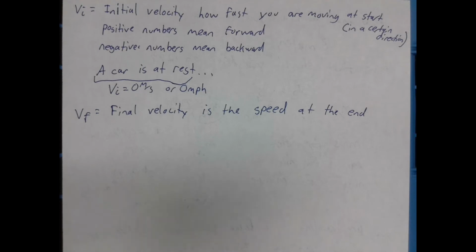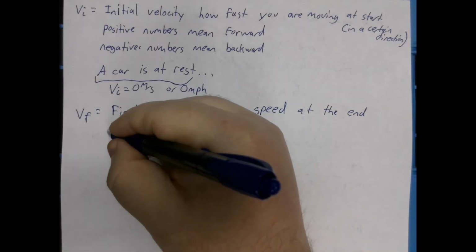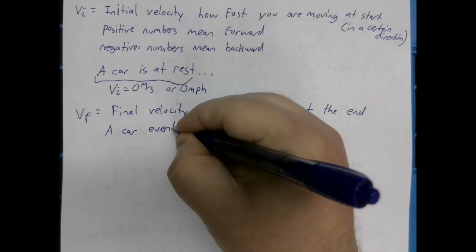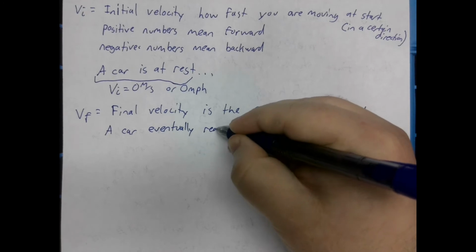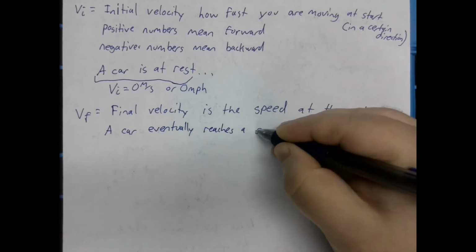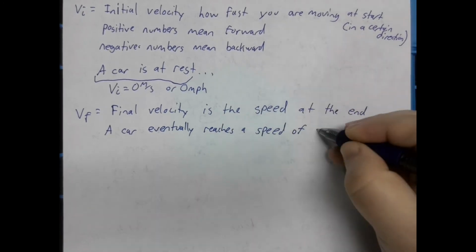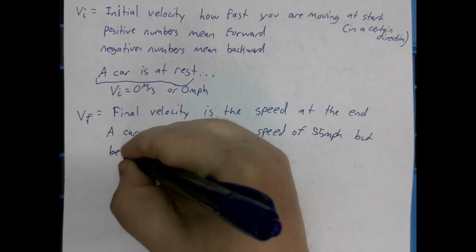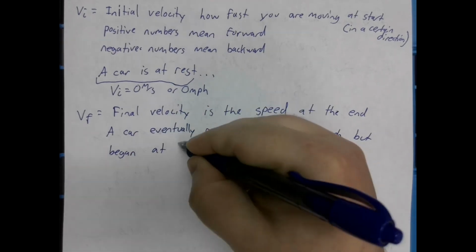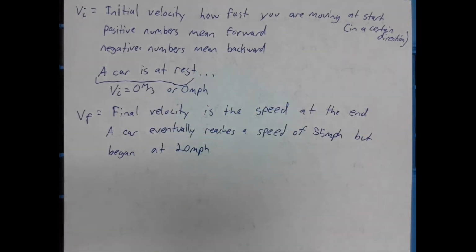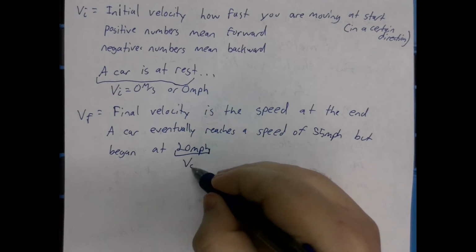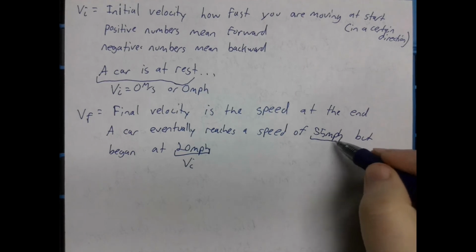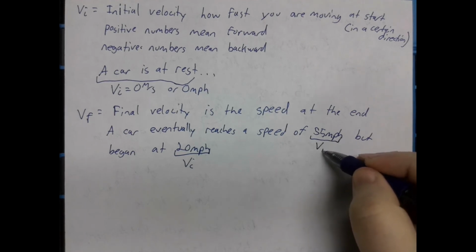So, for example, if I worded it, a car eventually reaches a speed of 55 miles per hour, but began at 20 miles per hour, this would be initial. It began at 20 and eventually reaches a speed of 55 miles per hour.